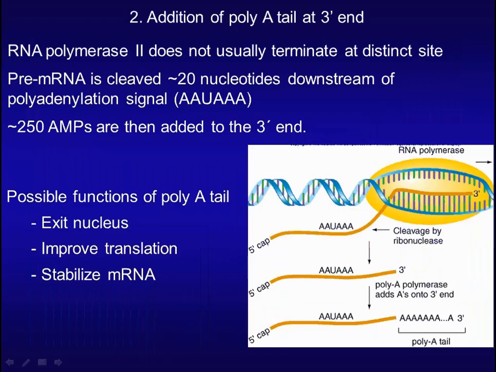RNA polymerase II does not terminate at a distinct site. Instead, the pre-mRNA is cleaved 20 nucleotides downstream of this poly-A signal, and then about 250 A are added to the 3' end. The result is the poly-A tail.